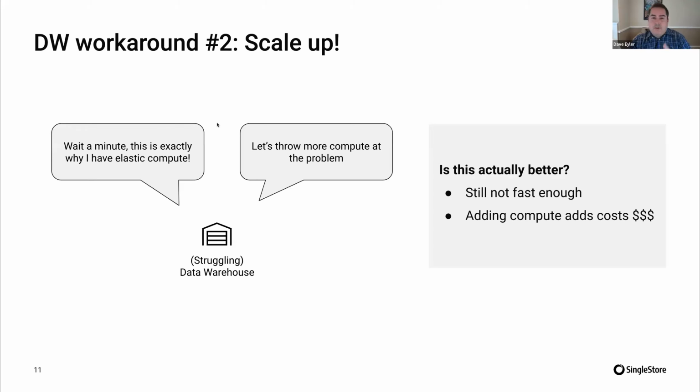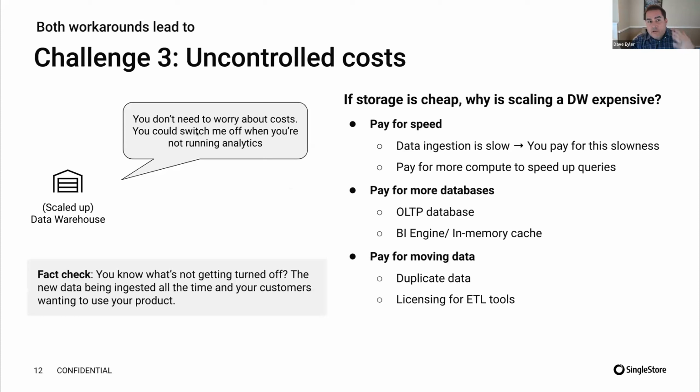And even in the cases where they take you down from 10 seconds to 2 seconds, how much money does it cost? All that compute costs more money, which leads me to my third point: both of these workarounds lead to uncontrolled cost. Now, the data warehouses and lakehouses might say, you don't have to worry about costs, we can scale, you can switch me off when you're not running analytics. Okay, what's not getting switched off? The data that is being ingested all the time. Customers still want to look at it, so you can't totally turn it off. So you end up paying for speed, you end up paying for more databases, you end up paying for moving data around, and you have to have people to operate all these things. Costs just spiral out of control.